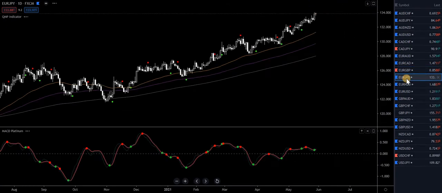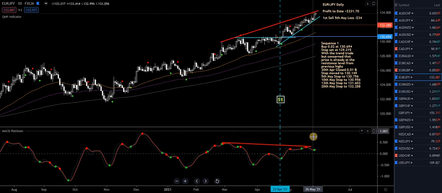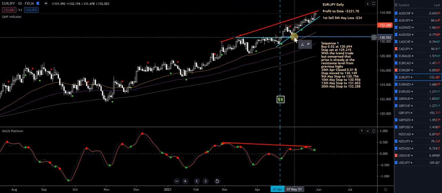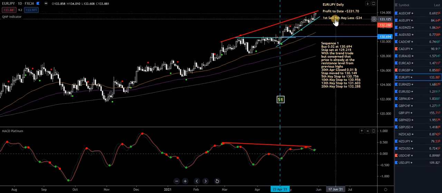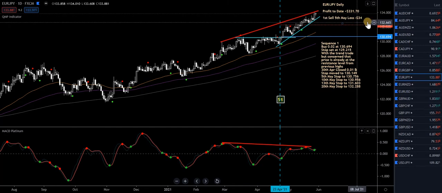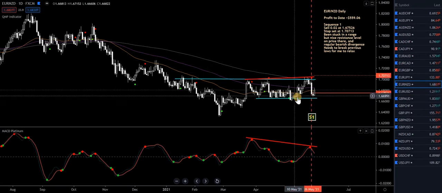Euro yen, we're in a buy here, going up nicely, just slowly going up. In the meantime, just keep on adjusting these trend lines. It's going all right, so nothing to worry about there. I did take a sell in here on the 5th of May, you can see, and I took a loss. It just went against me, but this buy is going to offset most of that loss, which is all good.